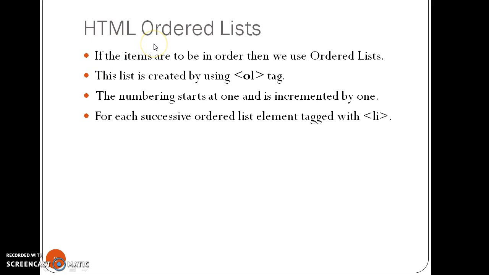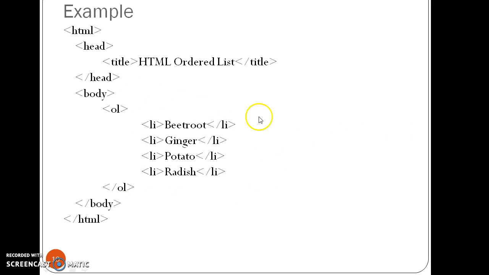Now let us see the another category of list in HTML, that is ordered list. We discussed that in ordered list, order plays a very important role. So this list is created by using OL tag. OL means ordered list. The numbering starts from 1 and is incremented by 1 for each successive ordered list element tagged with li. This is the program which demonstrates the ordered list.